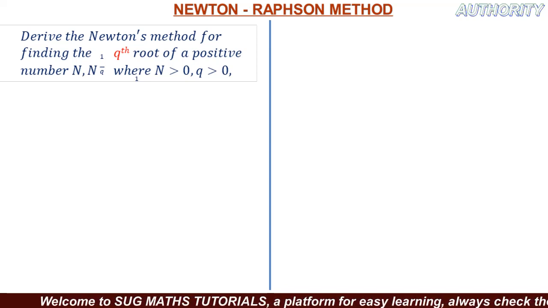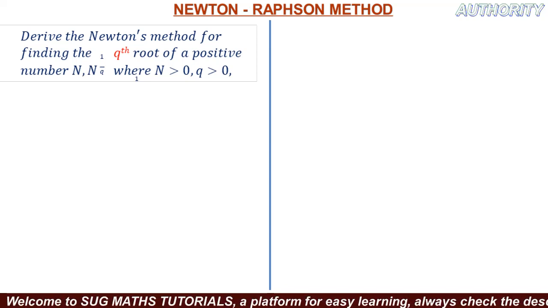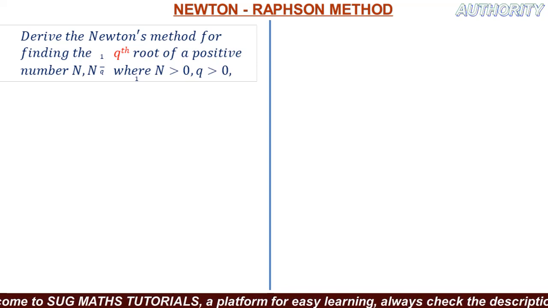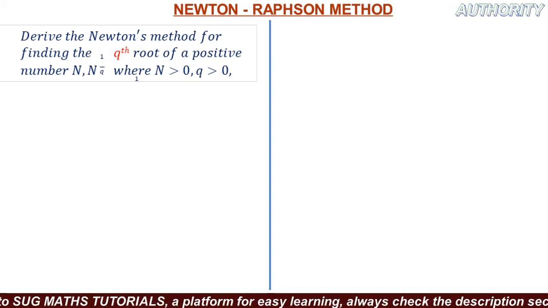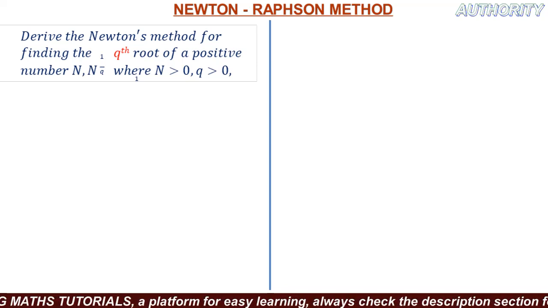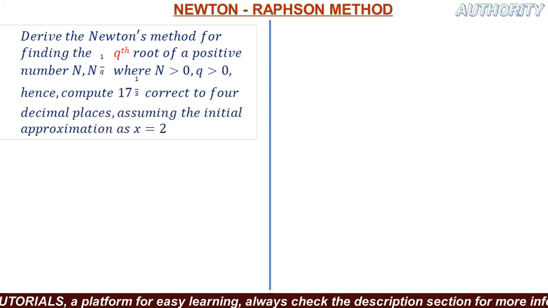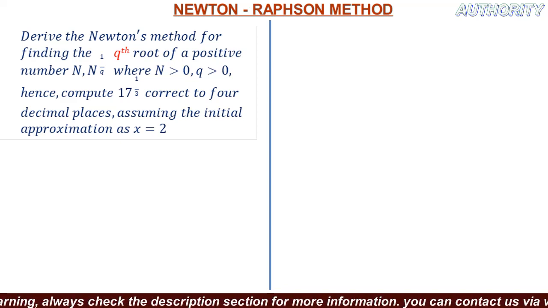Like n raised to the power 1 over q, where q can be any positive number and n is positive. The second part says: hence compute 17 raised to the power 1 over 3 correct to 4 decimal places, assuming the initial approximation x0 equal to 2. Okay, good. Now let's go.